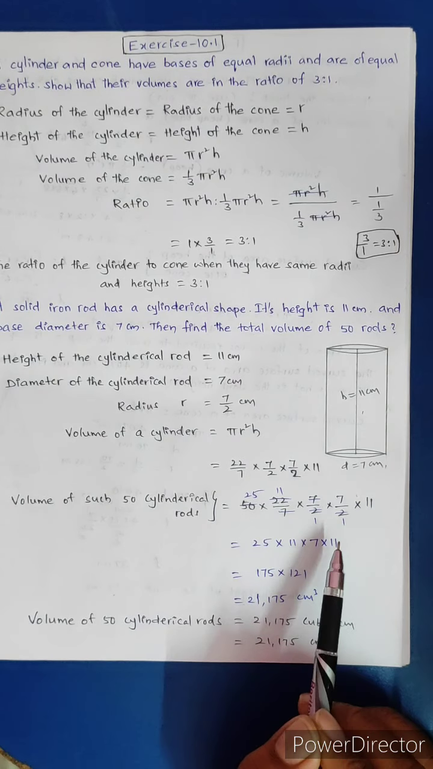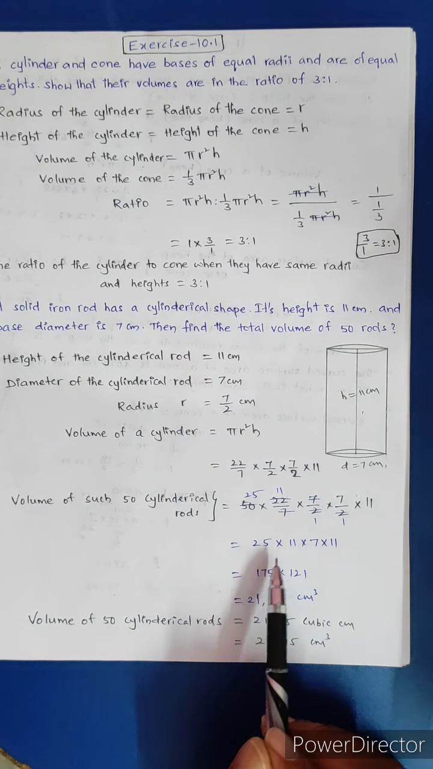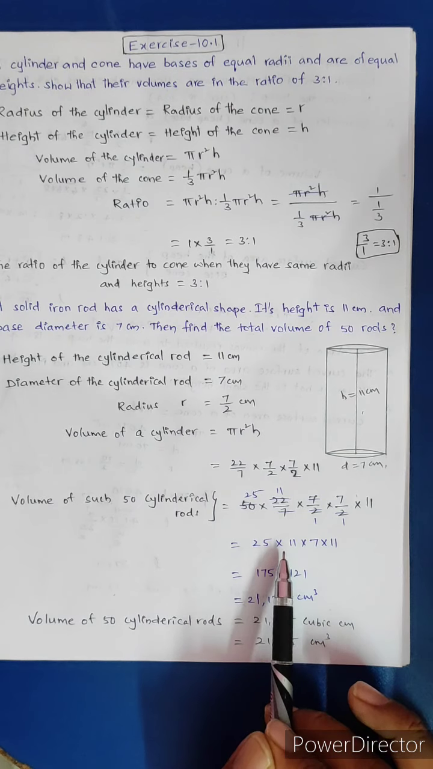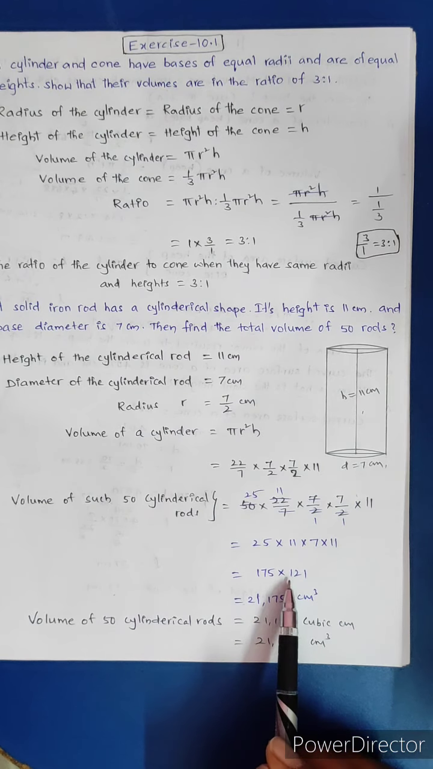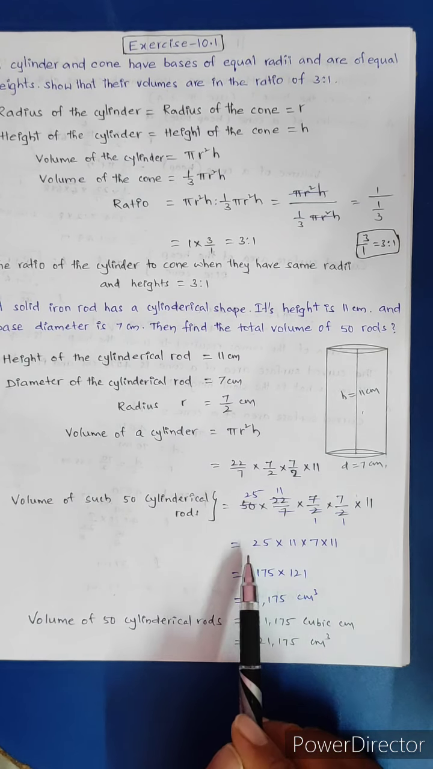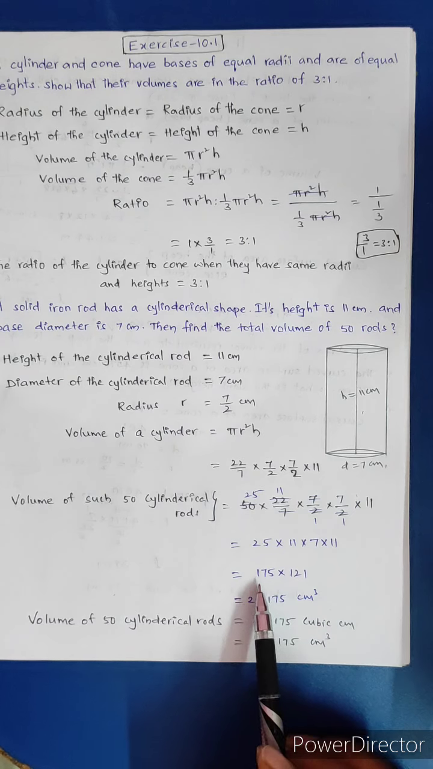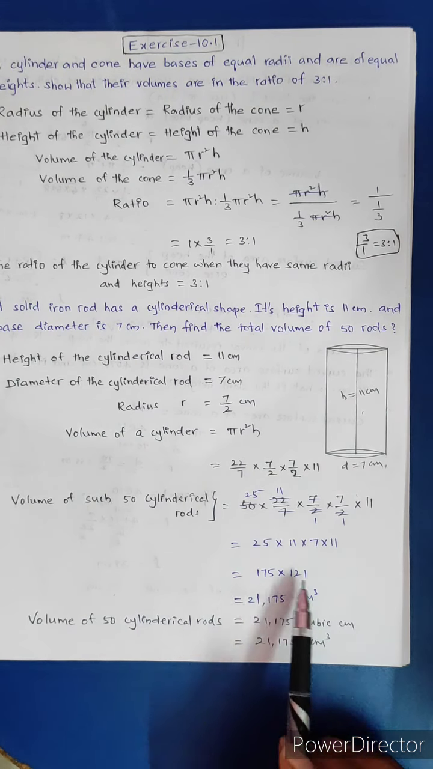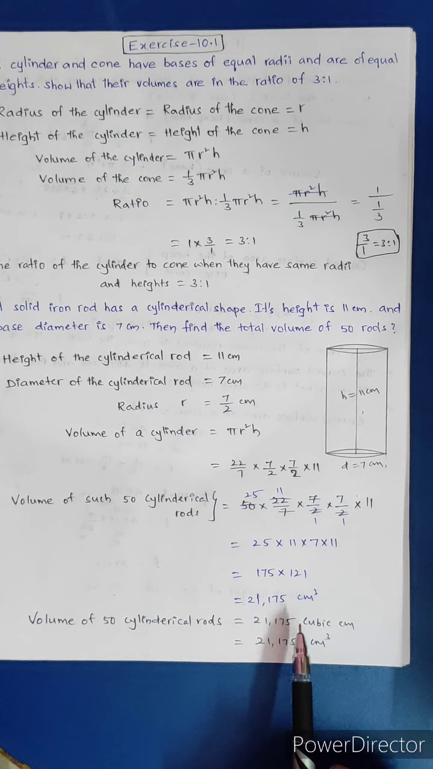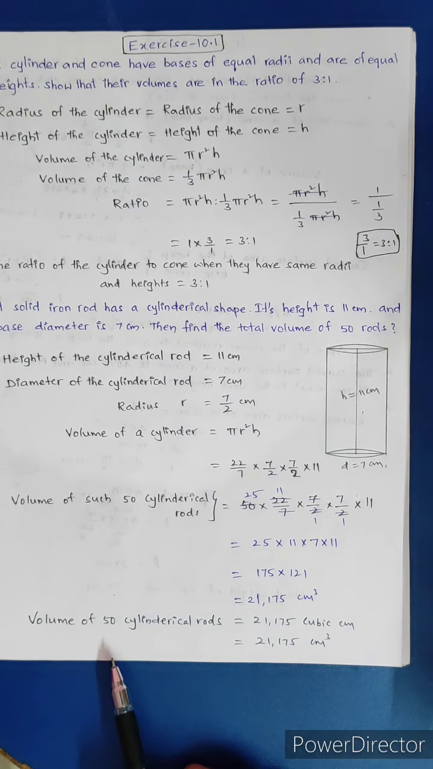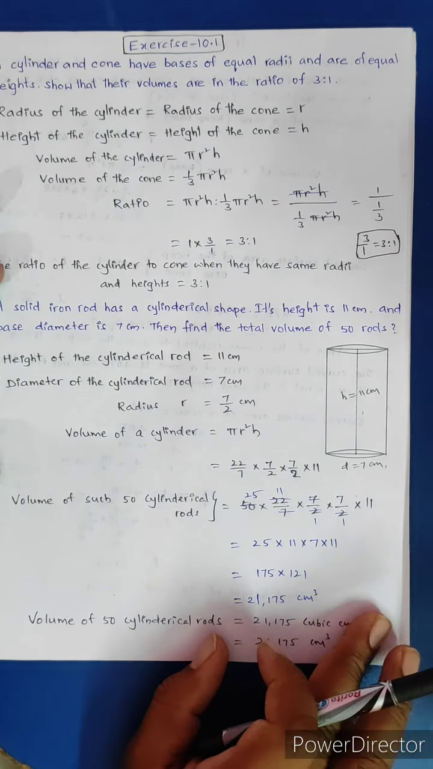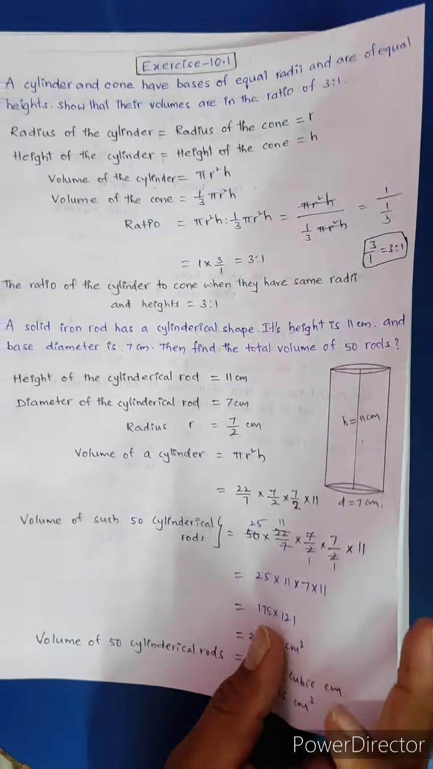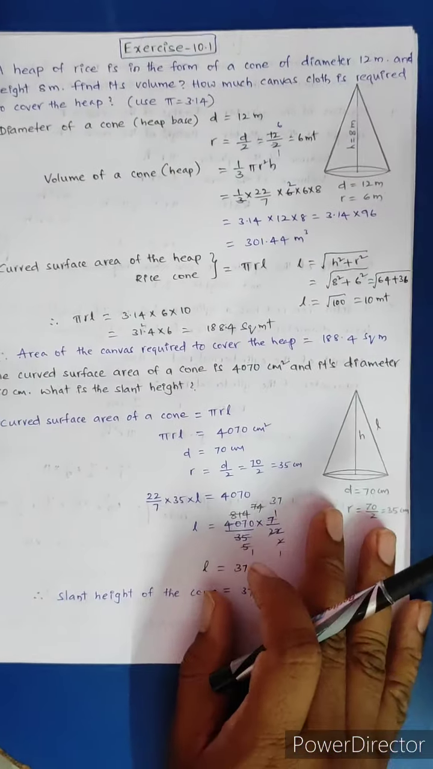Now in the denominator place only multiples of 1. So 25 into 11 into 7 into 11. 11 elevens are 121. 7 fives are 35, 7 twos are 14 plus 3 is 17, so 175 into 121. Their product is 21,175 centimeter cube. Volume of 50 such cylinder rods is 21,175 cubic centimeters. Sixth and seventh completed. Now the eighth problem.